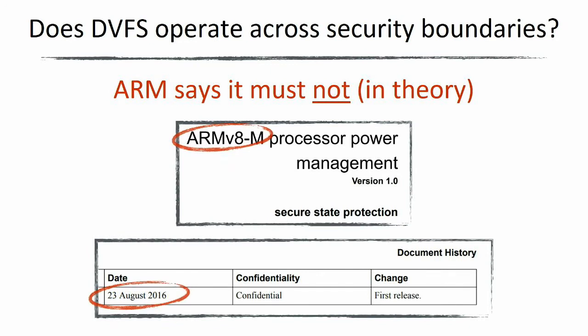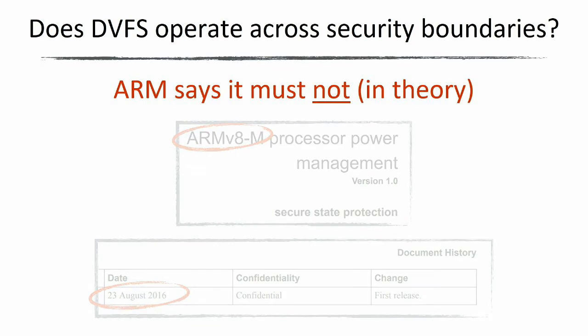Well, according to ARM, DVFS should not operate across security boundaries, well, in theory. I'd like to draw your attention to two things. One, the recommendation is very, very recent, dated last year, August. And this is only based on the ARMv8-M architecture. I cannot find something similar for the ARMv7 architecture.